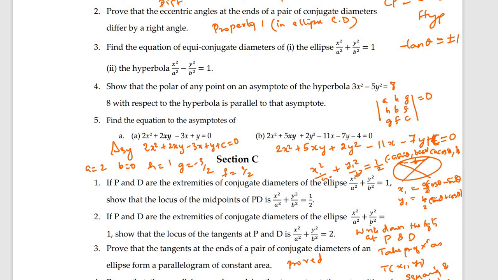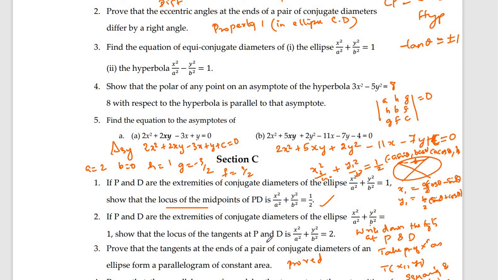So from this what we get is x1 by a, and y1 by b, and then if I square and add, we will get the equation to be like this: x1 square by a square plus y1 square by b square equal to half. So we want only the locus of the midpoints, so dropping the suffix you get this.